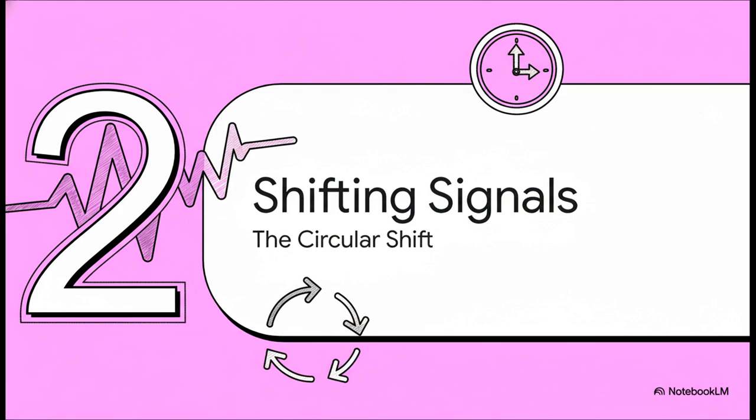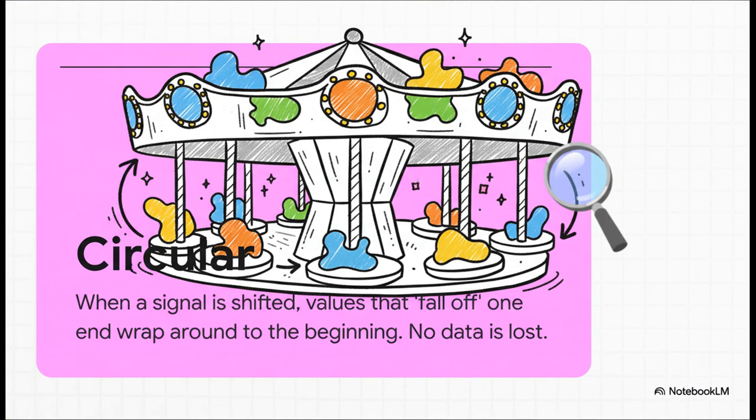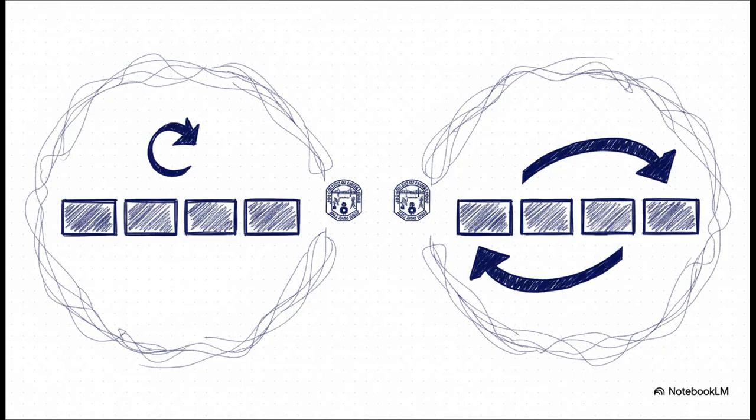What happens if we shift it? This is where things get interesting. It's not just a simple shift where things fall off the end. It's called a circular shift. Think of it like your signal is on a circular track. When you push the values along, anything that falls off one end just wraps right around to the beginning. Nothing gets lost.